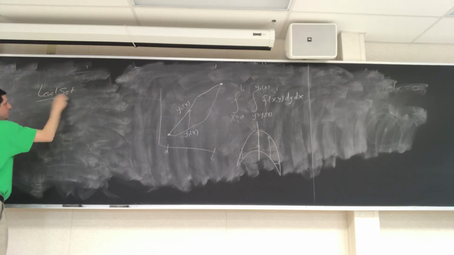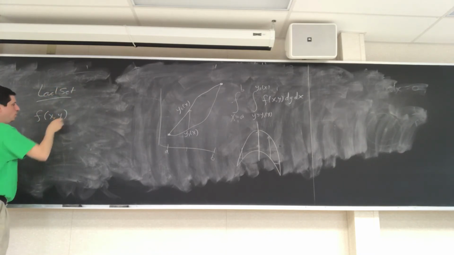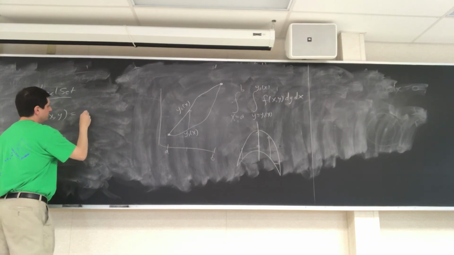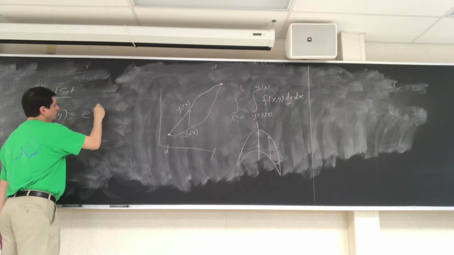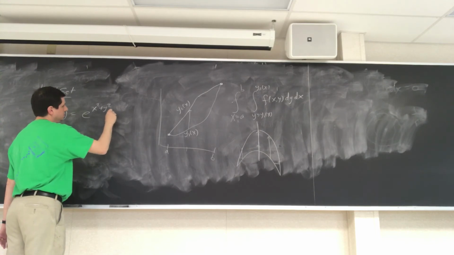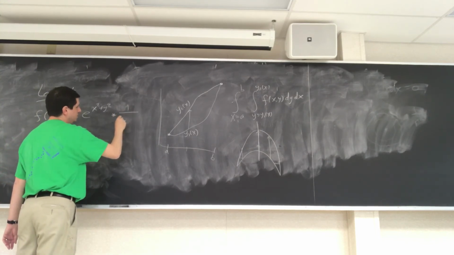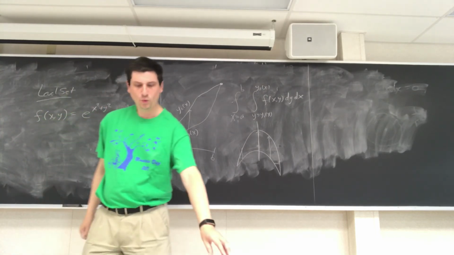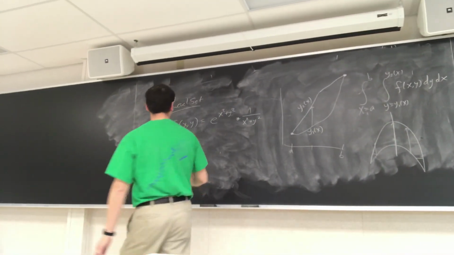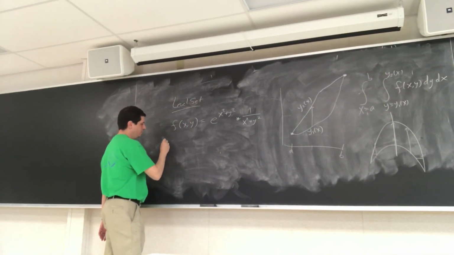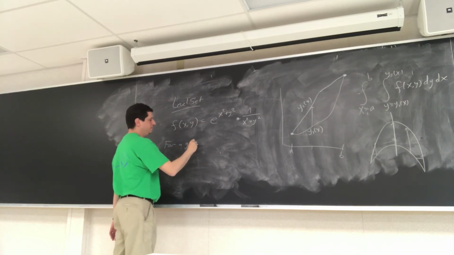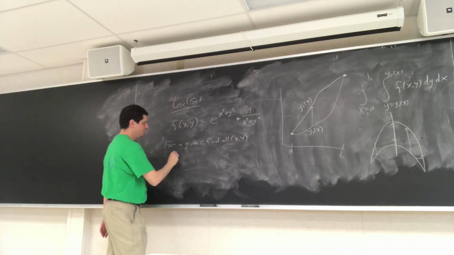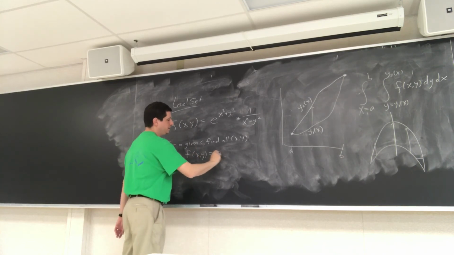So level set. Maybe I give you f of x, y is e to the x squared plus y squared times 1 over x squared plus y squared. And I want to ask, what is the level set of this? So I want to say, for a given C, find all pairs x and y such that f of x, y equals C.